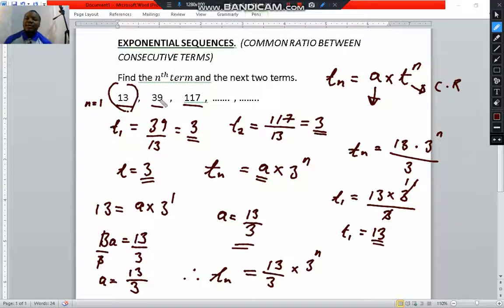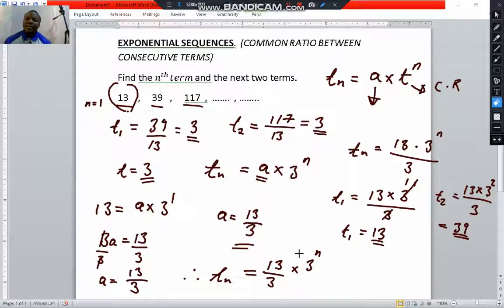If you want, you can also check the second term. When n is equal to 2, it's going to be 13 times 3 to the power of 2 over 3. If you do this nicely, this is going to give you 9, 9 divided by 3 gives you 3, and 3 times 13 gives you 39. So you can see that our formula is working nicely, and it's safe to conclude that this is the nth term that we've written here.